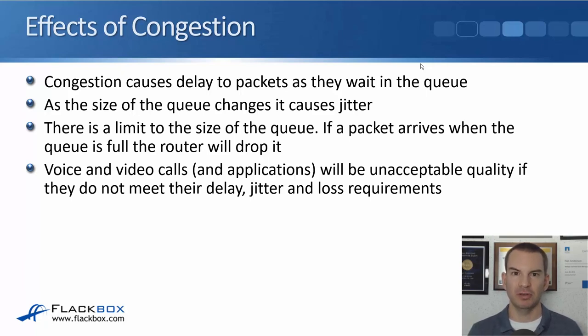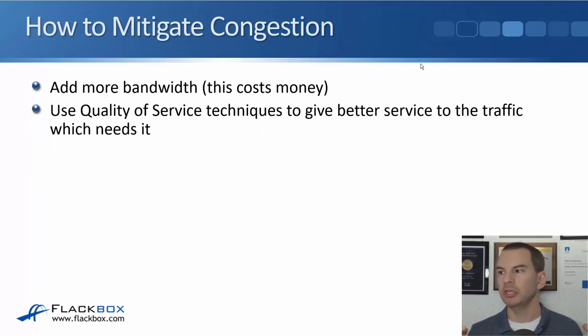And having queues in the router is going to cause our voice and video packets to not meet those requirements, and it's going to cause bad quality calls. When you're working in IT, this is going to give you a big issue, because way back in the day, when voice and video were on their own separate dedicated networks, users were used to the fact that they can always pick up the phone and make a phone call, and it's always going to be a good quality call. So really, you have to provide them that same quality on modern networks as well. So how can we mitigate congestion?